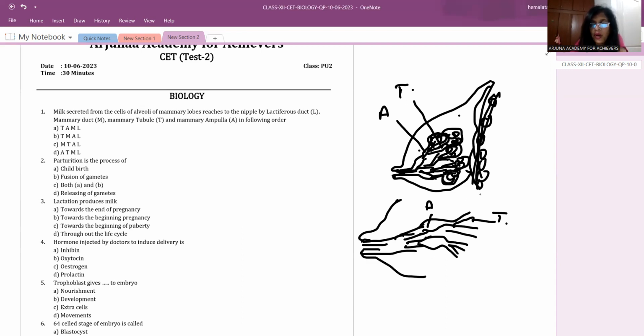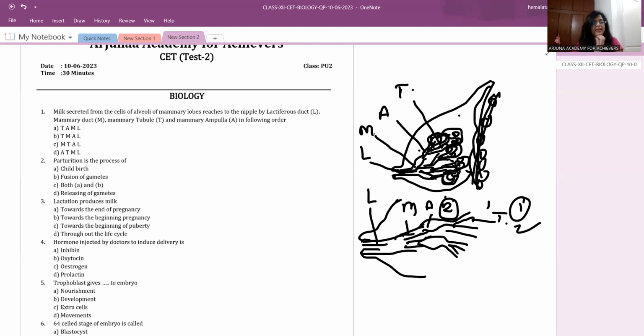So I just enlarged this portion. I hope you understood. One is T, the mammary tubule. This is the first one, this is the second one. The third one is M. What is M? Mammary duct. Here is the mammary duct. This is the lactiferous duct. Here also you can see a lactiferous duct. Whichever comes here is a mammary duct, right?